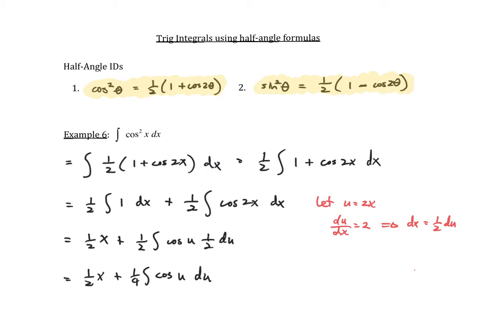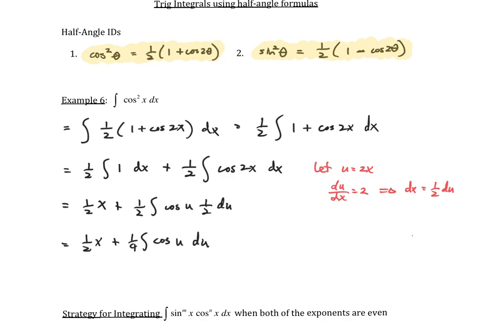Now I can find the antiderivative quite easily. We have 1/2 x plus 1/4 times the antiderivative of cosine u, which is sine u plus c. Of course, our original integral was in terms of x, so we can't leave it with the u's there. We have to substitute back. So we get 1/2 x plus 1/4 sine of 2x plus c. Okay, so let me just highlight that real quick. This is our final answer.